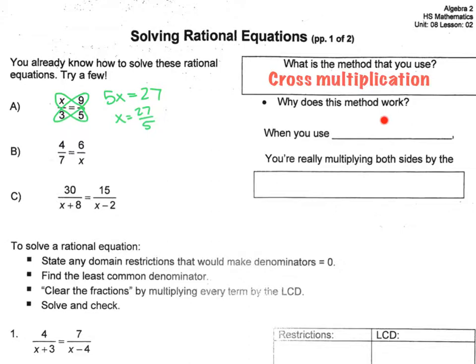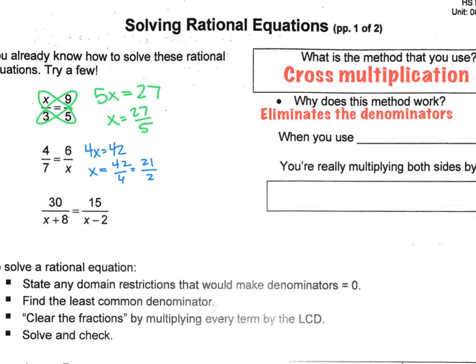Now, why this method works is a pretty loaded question. But for now, we'll stick with that it eliminates the denominators. Go ahead and give this next one a try on your own. All right, hopefully we got that x is equal to 21 over 2 after simplifying. And that came from 4 times x is 4x and 6 times 7 is 42, and then solving.